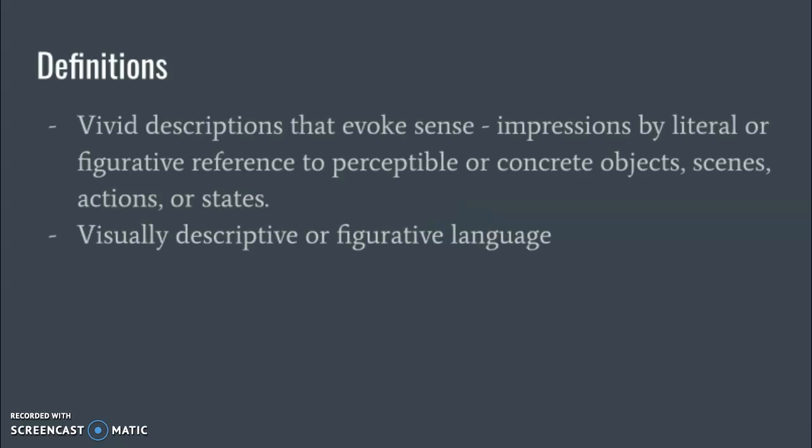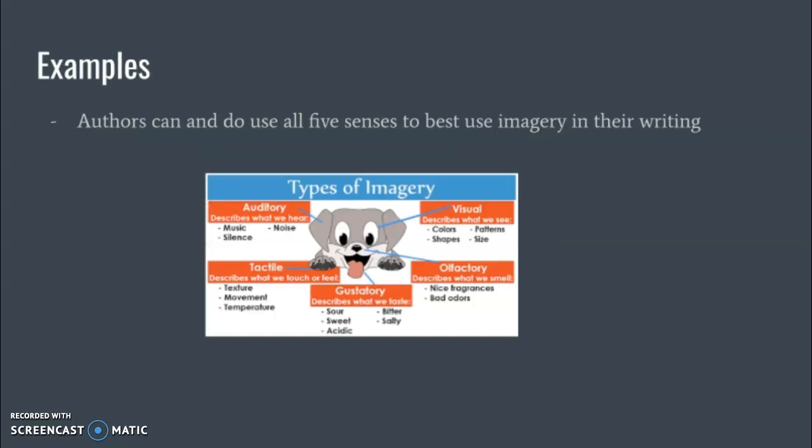Imagery is the vivid descriptions that evoke sense impressions by literal or figurative reference to perceptible or concrete objects, scenes, actions, or states. Imagery is also described as visually descriptive or figurative language. Those are pretty loaded definitions, so these examples should help. We have a nice, cute little doggy helping us out.